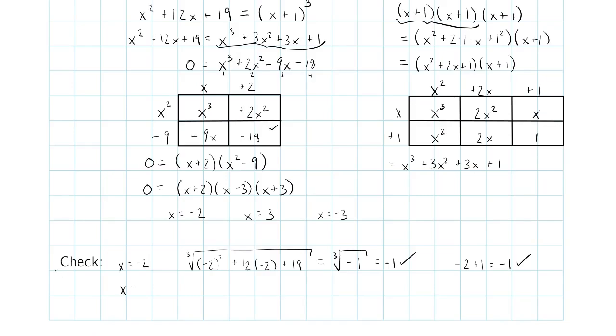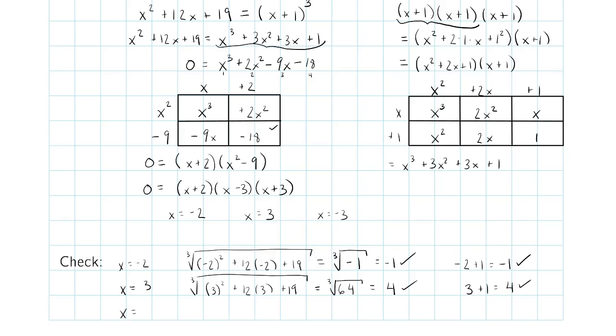For x equals 3, we have the third root of 3 squared plus 12 times 3 plus 19. Working out the stuff inside the root, we get the third root of 64, which equals 4. Meanwhile, 3 plus 1 equals 4, so x equals 3 really is a solution.